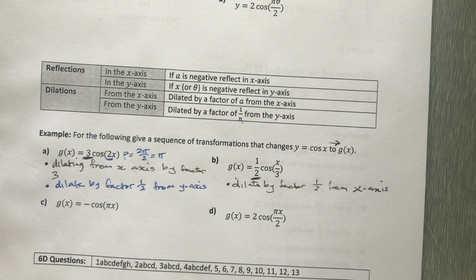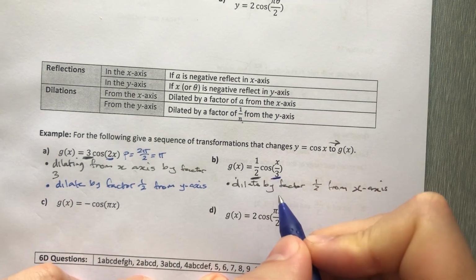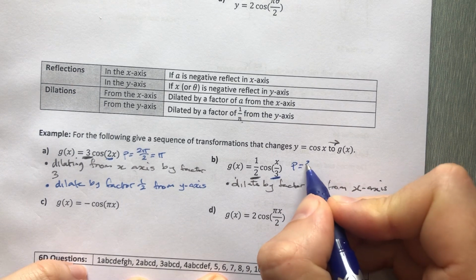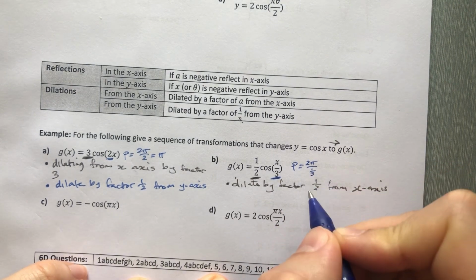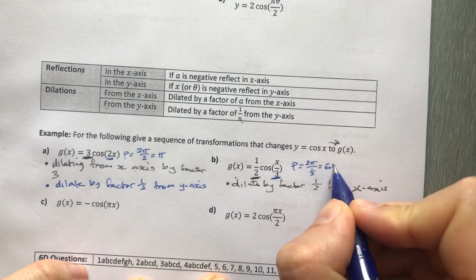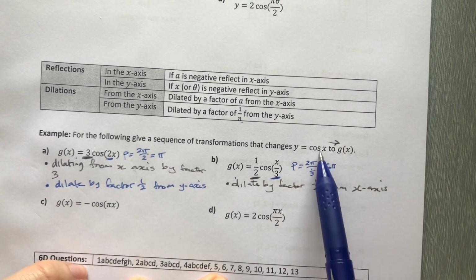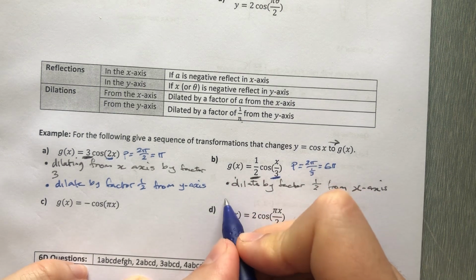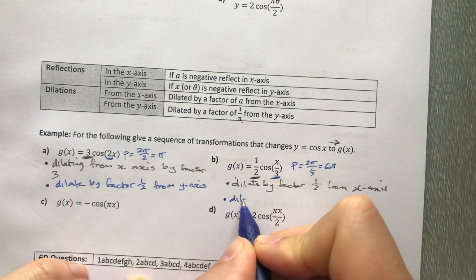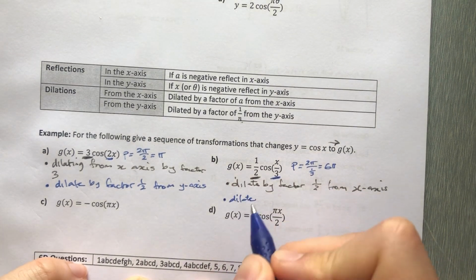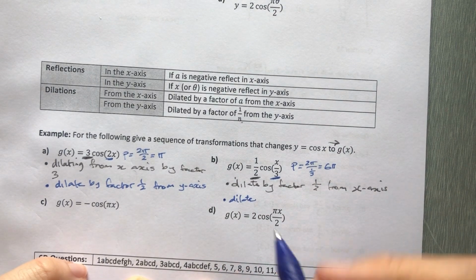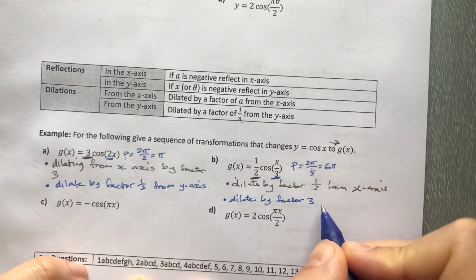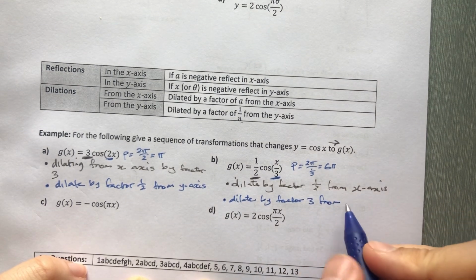Alright, so now let's look at what's happening over here. This one, the period is going to be 2 pi on 1/3, so that means the period is 6 pi. We're going from a period of 2 pi to a period of 6 pi. So that means we're going to have to dilate by a factor of 3 because it's 3 times as large as what it was before. And it is period, so we're dilating from the y-axis.